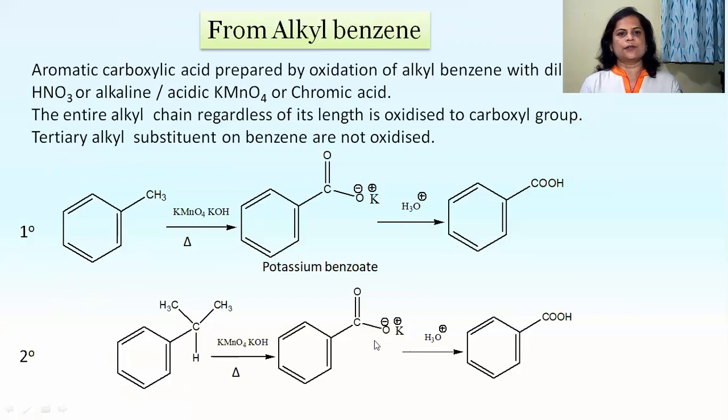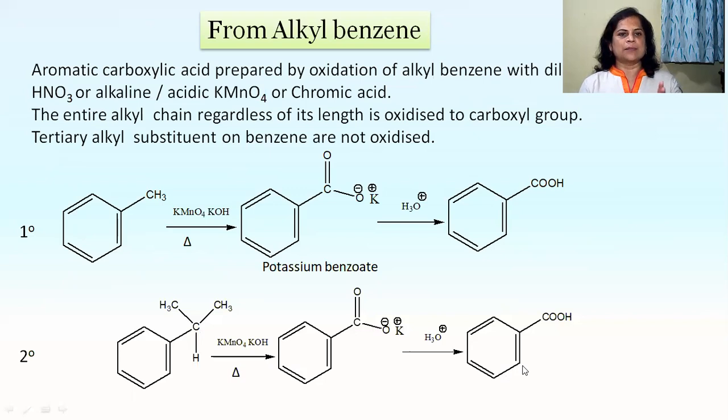Second reaction, that is for the secondary alkyl substituents. Here the carbon atom on which two CH3 groups are present is a secondary carbon atom, and that secondary carbon atom is present on the phenyl ring, therefore it is a secondary alkyl substituent. And in the presence of the oxidizing agent KMnO4 and KOH, on boiling, the formation of potassium benzoate takes place and formation of benzoic acid.